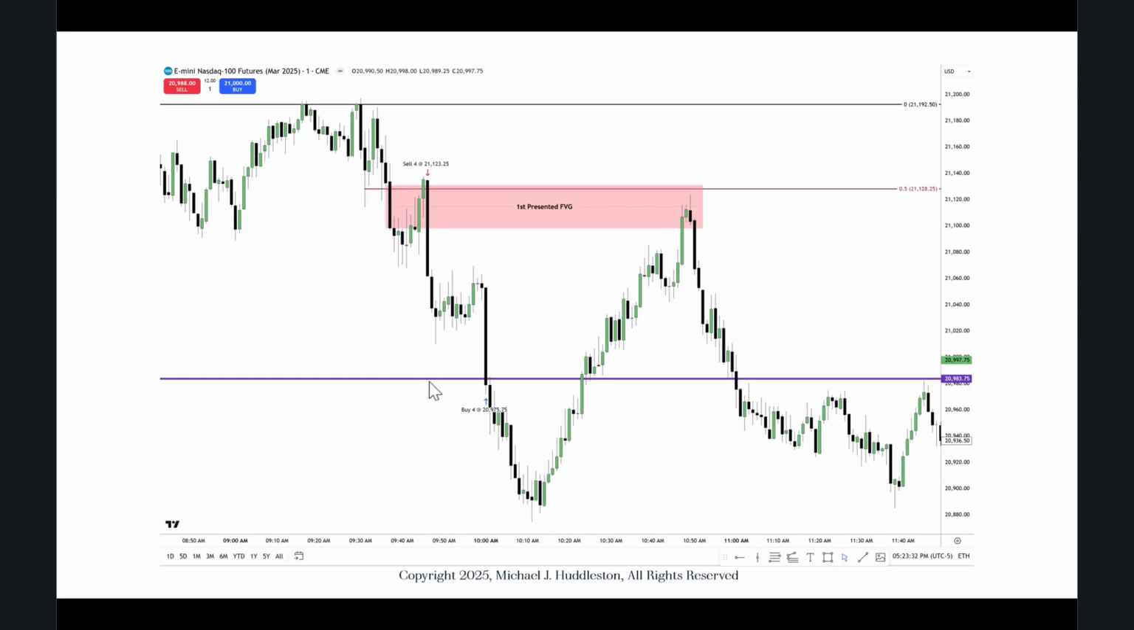I'm not interested in going long. I'm not interested in just seeing the market trade below these relative equal lows. I'm not interested in that. I'm interested in the market dropping aggressively into that purple level at 20,983.75. That's what I'm aiming for. That's the very thing I'm anticipating price to deliver to.